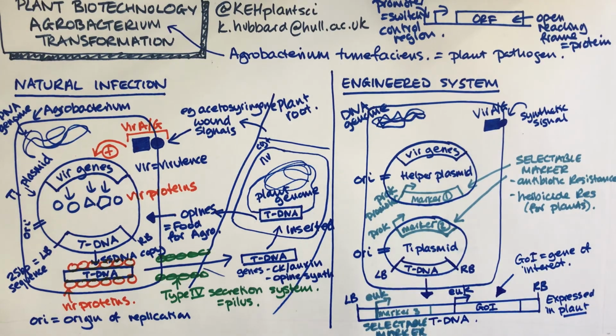It's been used loads and loads and loads. It's now been taken over somewhat by CRISPR-Cas systems, and there'll be another video on that sort of system, but Agrobacterium has been the absolute workhorse of plant transformation for a while and is still very useful when it comes to plant biotechnology.